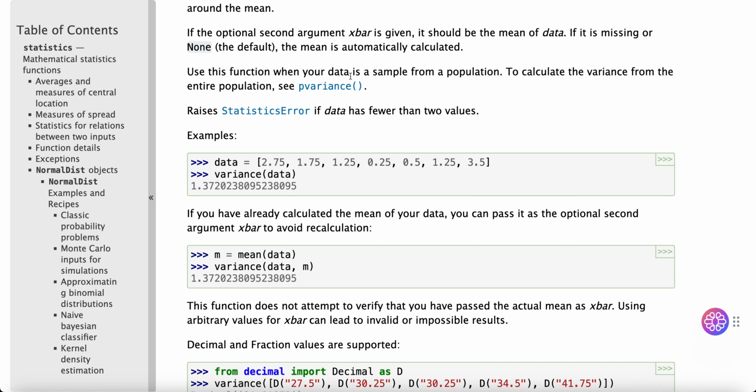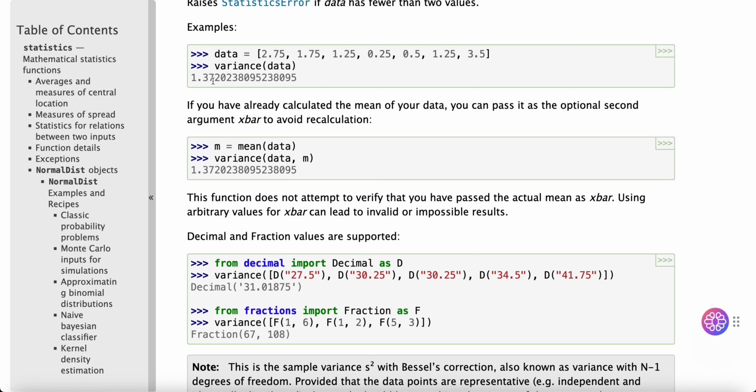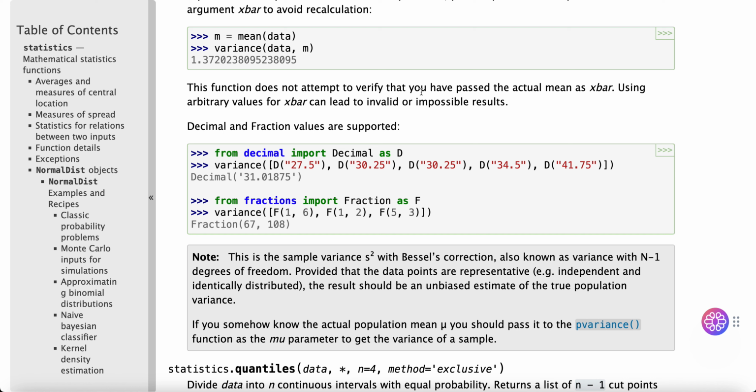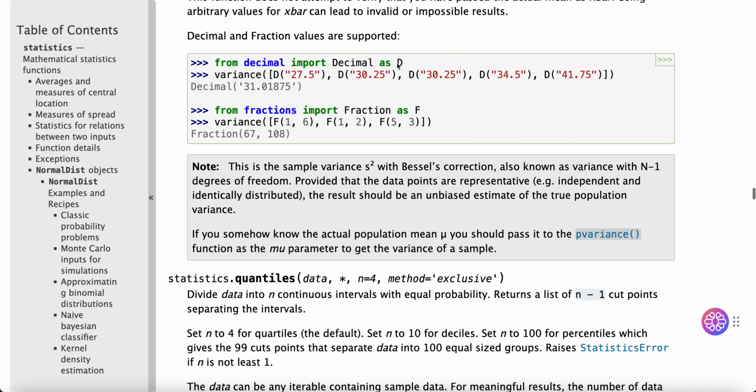Use this function when your data is a sample from a population. To calculate the variance from the entire population, see pvariance. Raises StatisticsError if data has fewer than two values. data = [...], variance(data). If you have already calculated the mean of your data, you can pass it as the optional second argument xbar to avoid recalculation. m = mean(data), variance(data, m). This function does not attempt to verify that you have passed the actual mean as xbar. Using arbitrary values of xbar can lead to invalid or impossible results. Decimal and Fraction values are supported too.